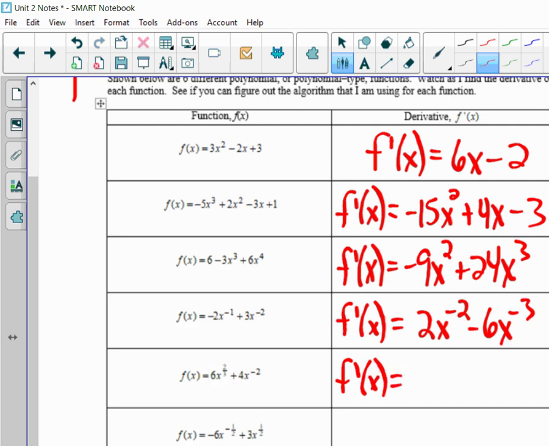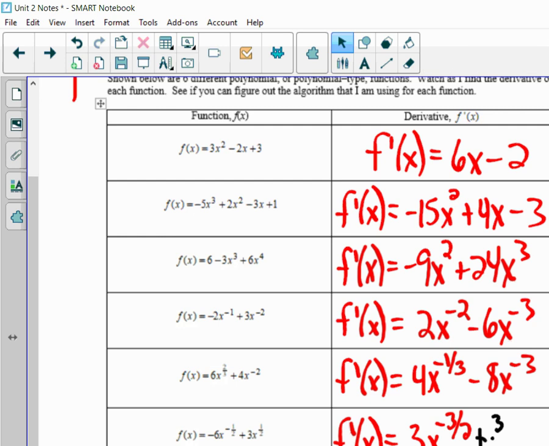So on this one, if I do that, what would that be? 4x to the negative 1/3 minus 8x to the negative 3, because 2/3 minus 1 is negative 1/3. And the last one, what would that be? 3x to the negative 3/2 plus 3/2 x to the negative 1/2.